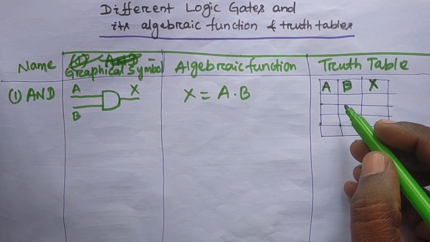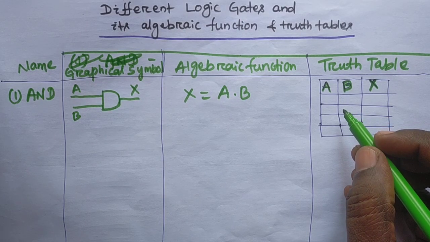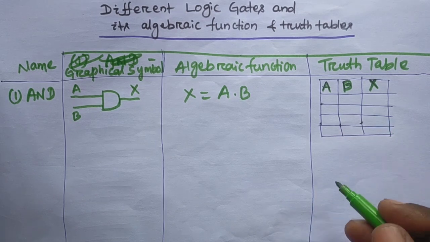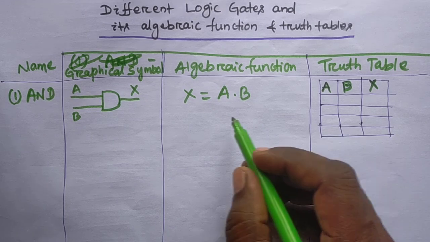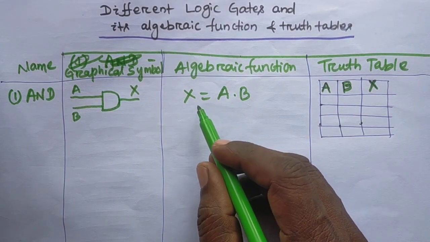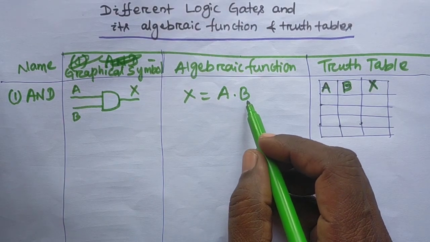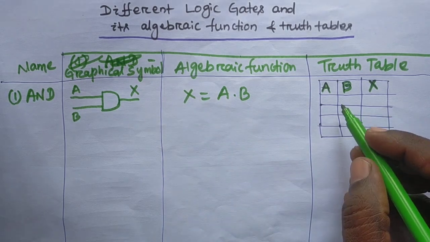So in a very simple way, we will consider that the values are 0 or 1 for a and b. Then we see what the output value is for this AND gate. So x is defined as, or depends on, a and b, the product of a and b. Based on that, we can get the output.